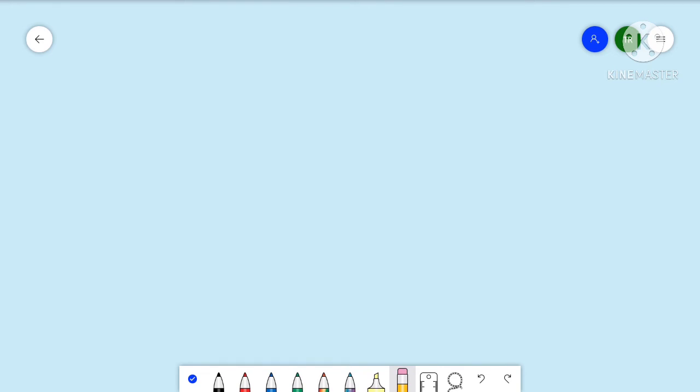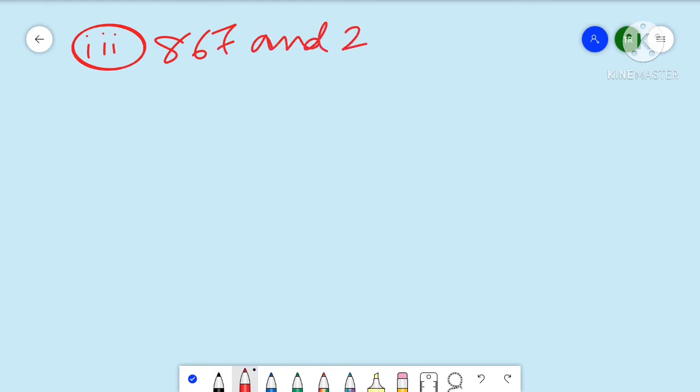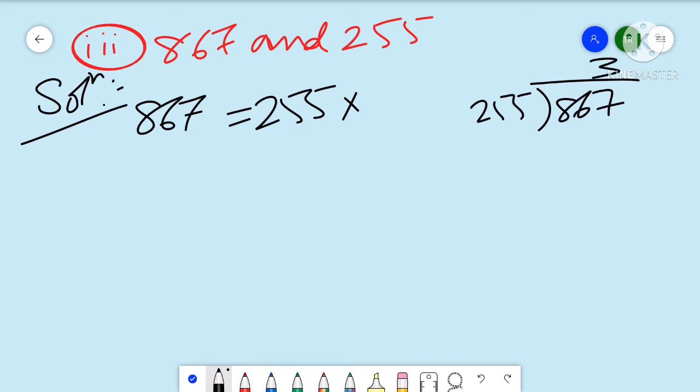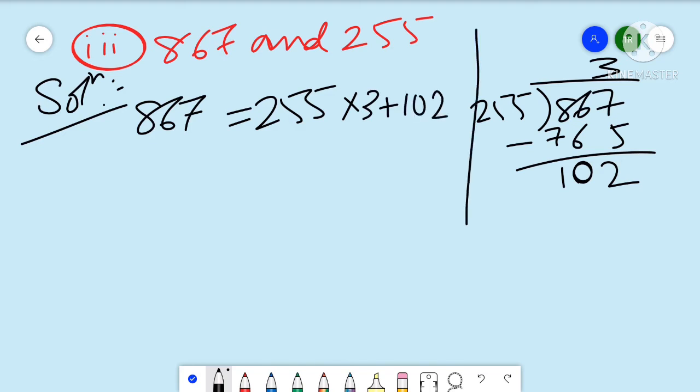Okay, let's try one more. Let's see number 3. What do we have in Roman 3? We have 867 and 255. So how do we solve this? We will take 867. It can be written as 255 into... So let's try 867 and 255. So I think it will be 3. So let's try with 3. 15, 5, 1 carries 16, 1 carries 7. So it will be 102. So it is 255 into 3 plus 102.